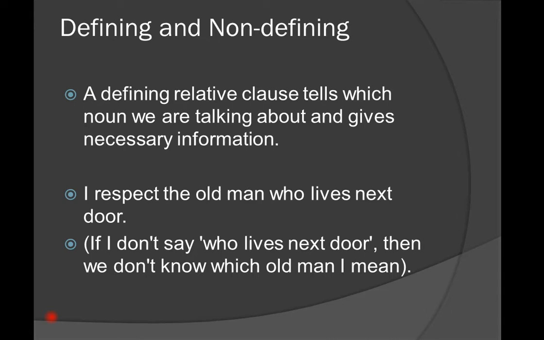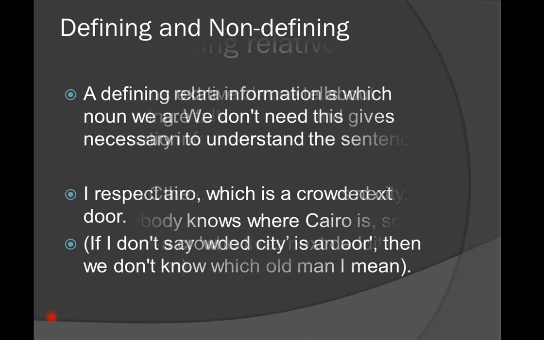In the previous week we came across defining relative clauses, and we said that a defining relative clause tells which noun we are talking about and gives necessary information about it, whether it is the subject or the object of the sentence. For example, I respect the old man who lives next door. If I don't say who lives next door, then we don't know which old man I mean. So defining relative clauses are necessary in the sentence.